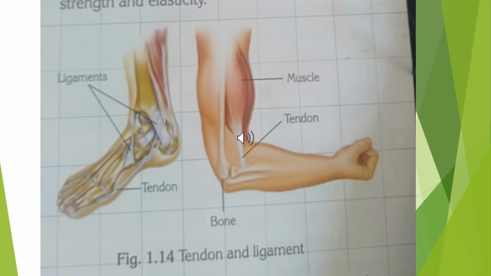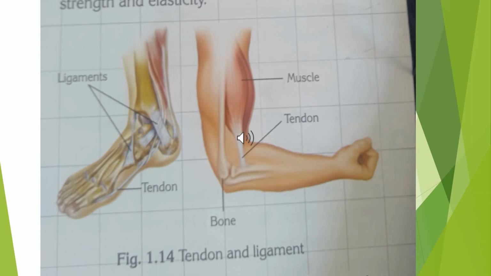Look at the picture. This is ligament and tendon. So they're very important. So learn tendon and ligament. What is ligament? Ligament is a strong and slightly elastic tissue. It binds a bone to another bone and prevents their dislocation. Joints are held together by ligaments.